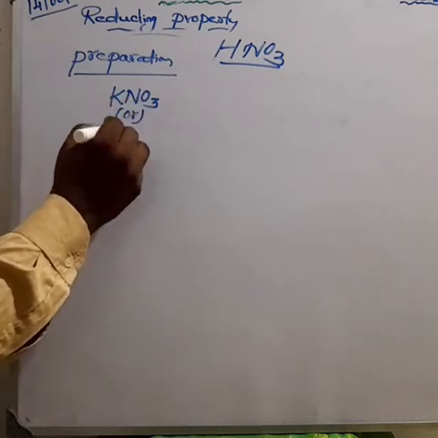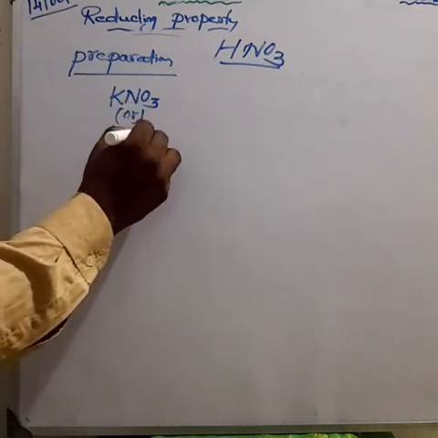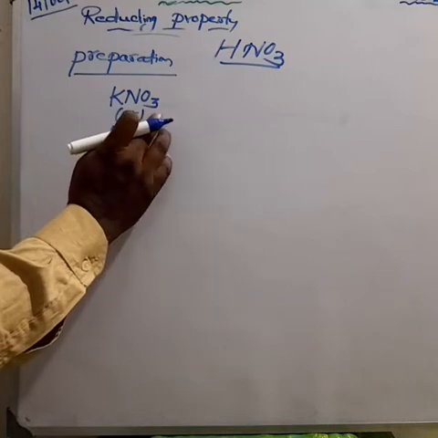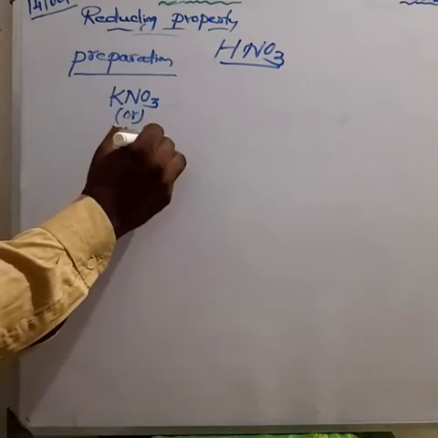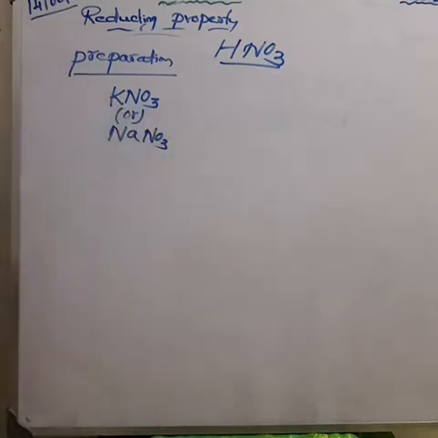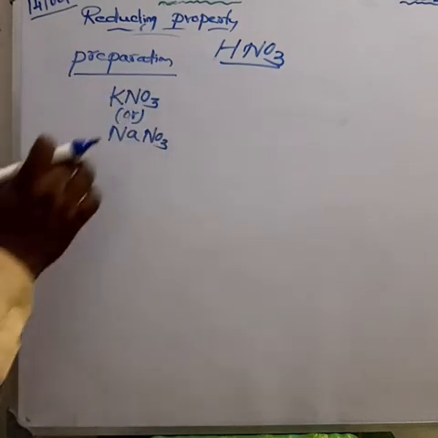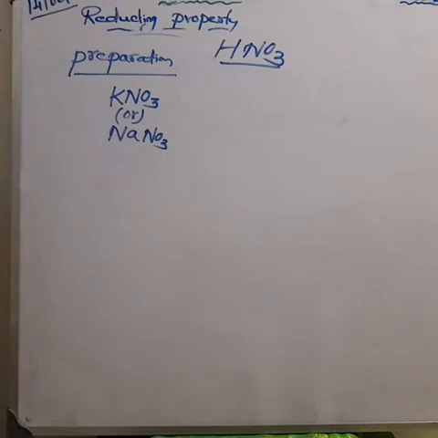Otherwise, we can take an equal amount of sodium nitrate. What is the formula of potassium nitrate? KNO3. Otherwise, it can be taken as NaNO3, sodium nitrate. First I am taking potassium nitrate. What is the formula? KNO3.